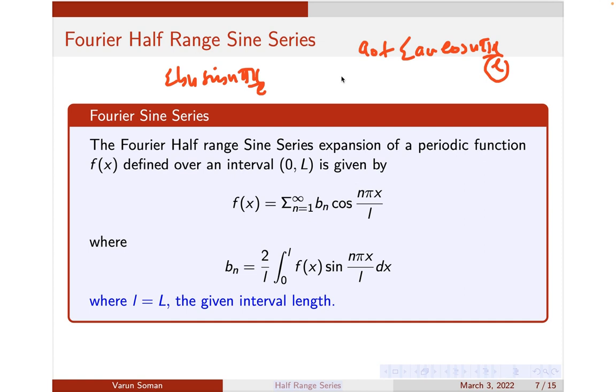Only this much is required for you. The proof and everything is not required, which I have already explained, but this expansion is the only thing you have to study. This is the Fourier cosine series expansion because it contains only cosine terms, and this is the Fourier sine series expansion because it contains only sine terms. We'll now do some problems based on this.